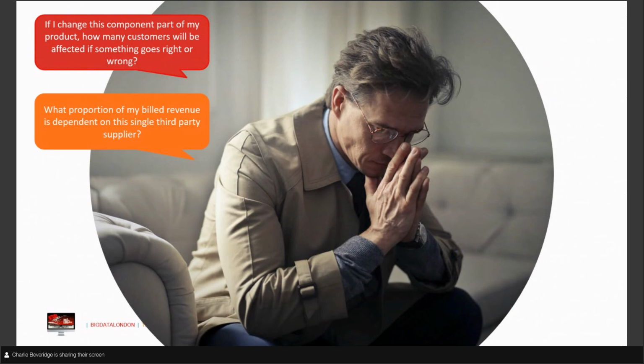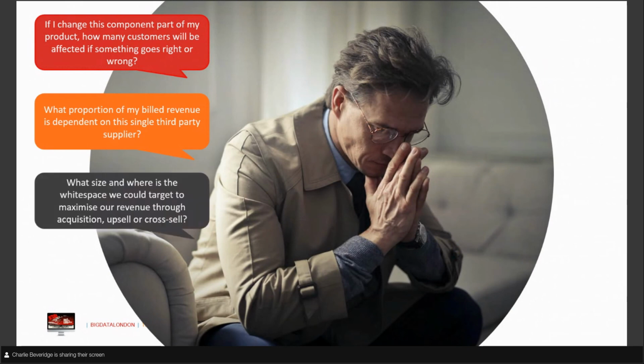What proportion of my build revenue is dependent on this one third-party supplier? Think about the golden thread of suppliers, products, and customers. You need to understand that. What size and where is the white space we could target to maximize our revenue through acquisition or upsell, cross-sell? You'd need golden threads across products and customers, as well as across potential new customers and even potential new products in order to understand that. So we start to see that as an exec, with Graph underpinning the data in your business, you can assess the overall performance and potential of the business, and you can make much more astute strategic decisions.